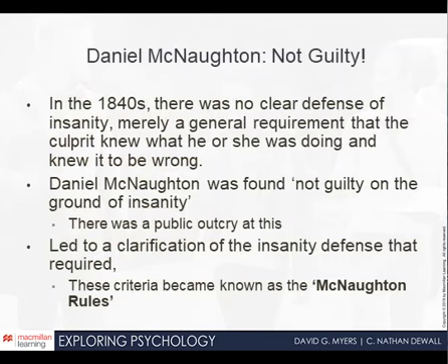Daniel MacNaughton, not guilty. In the 1840s, there was no clear defense of insanity, merely a general requirement that the culprit knew what he or she was doing and knew it to be wrong. Daniel MacNaughton was found not guilty on the ground of insanity. There was a public outcry at this. It led to the clarification of the insanity defense, and the criteria required became known as the MacNaughton rules.